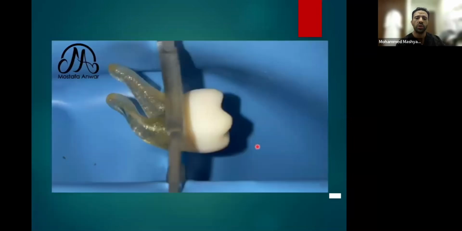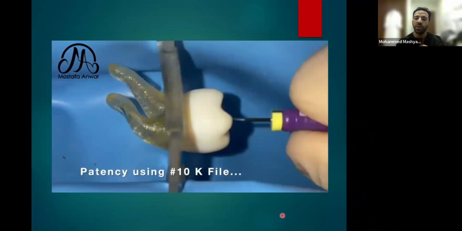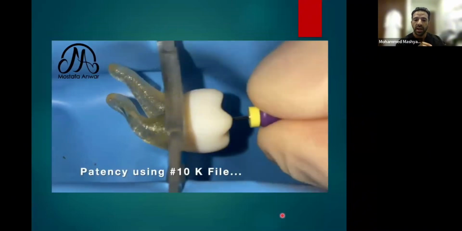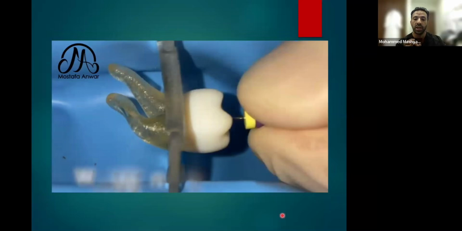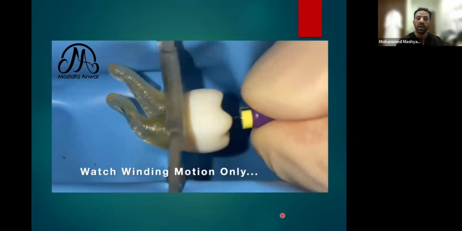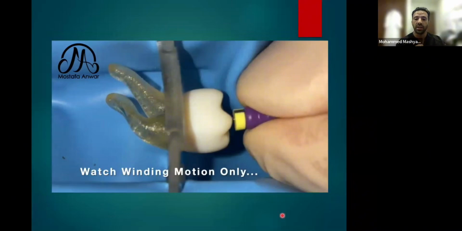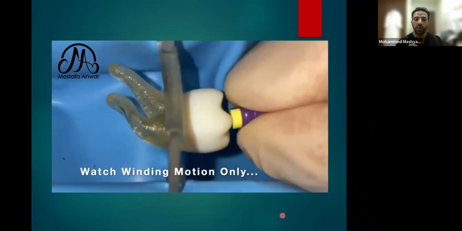And this is how you do the glide path. This is a simple one with a hand file. See the movement of his hand. You see, it's not screwing. Screwing inside the root canal system will give you a bigger problem. So you never ever screw the file inside. You see the movement, right, left, in a small movement, okay?